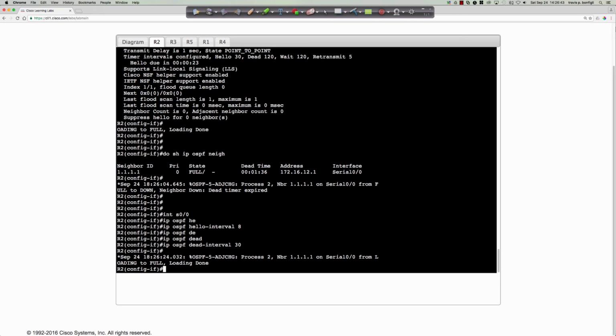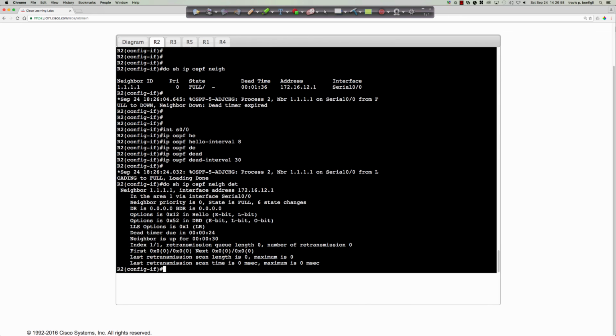The values match, so we can see the MTU value as well as the hello interval and the dead timer. All of those values need to match. The final check is they do show IP OSPF neighbor detail. And this gives us a little additional information here. When we see that neighbor 1.1.1.1, the state is full. We've had 6 state changes. You can see the neighbor priority.